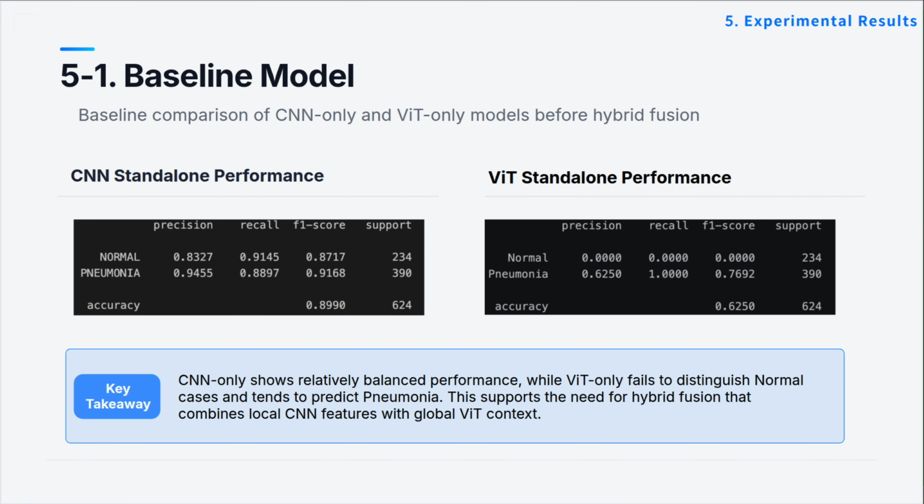Next are the baseline results. The CNN-only model showed relatively stable performance. However, the ViT-only model failed to properly classify normal images, showing almost zero recall for the normal class. This result demonstrated the necessity of the hybrid structure.